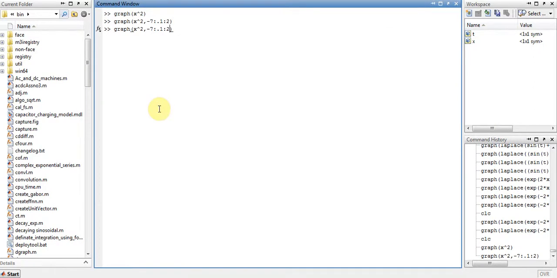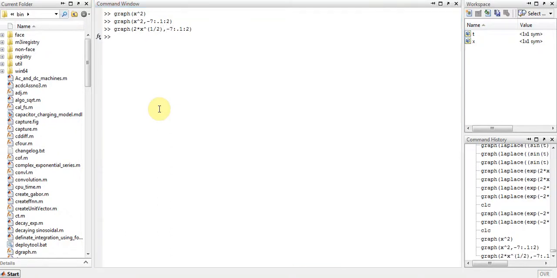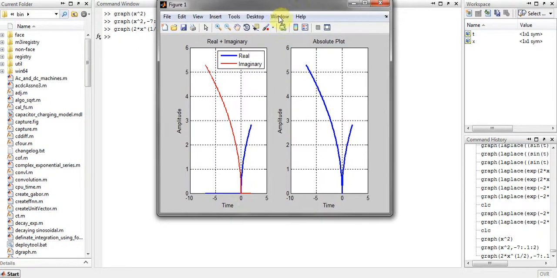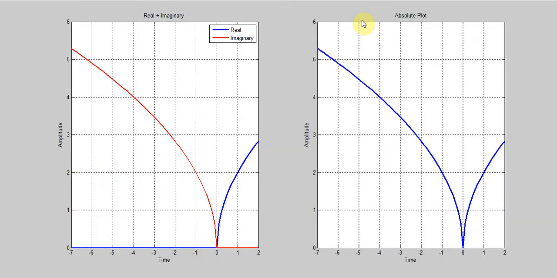Well, let's draw something more complex which involves complex roots. For example, x to the power of 1 divided by 2. I'm just taking the square root of the function. I want it to start from -7 to 2. So as you can see over here, here's my graph. I have two things over here, real plus imaginary as well, and here's my absolute plot.